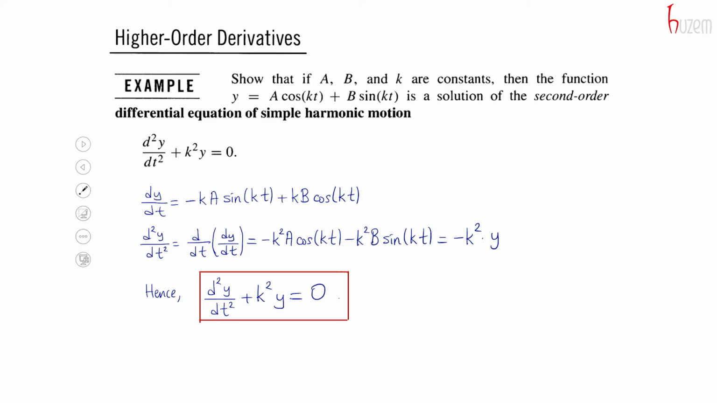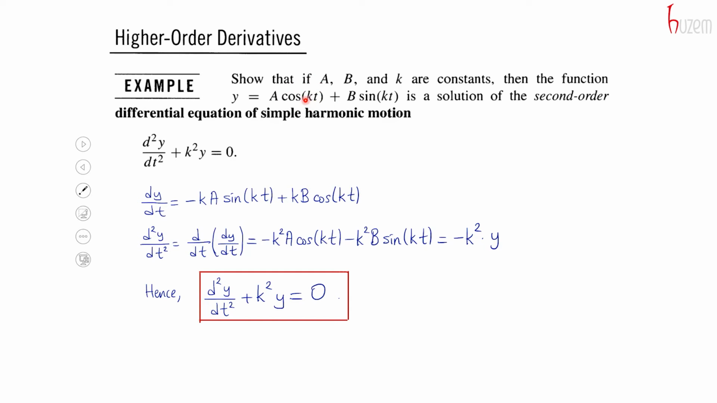For this, we need to compute the second derivative of y, and before doing this, we need to compute the first derivative. The first derivative of this sum is the derivative of this part plus the derivative of this part, and if you use all the rules you have seen until now, it is easy to get that the derivative of this part is a times the derivative of cosine times the derivative of kt.